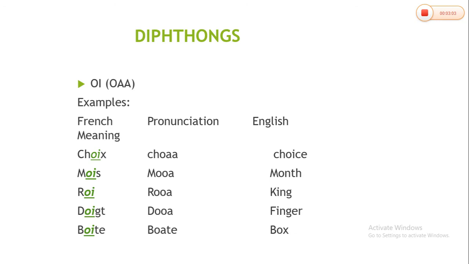Second diphthong is OI, which gives UA sound. I repeat, UA. Examples are CHOIX. CH is sh, OI is UA, X will be silent. So it will be shua, which means choice. Mois, mua, month. Roi, rua, king. Doigt, dua, finger. Boîte, buat, box.